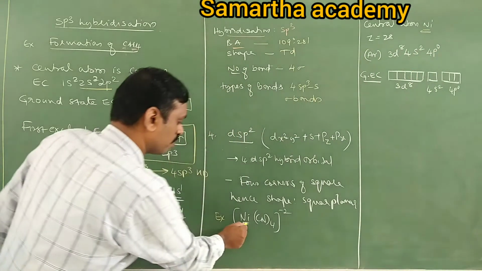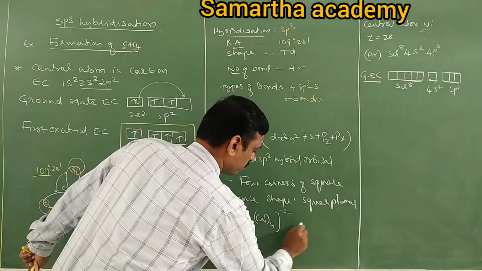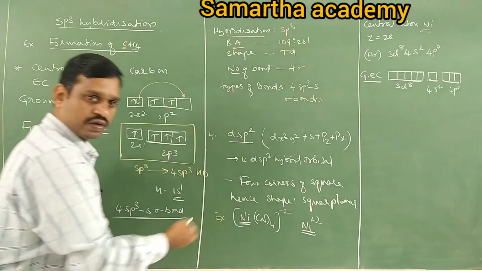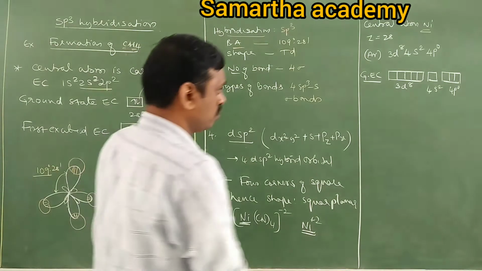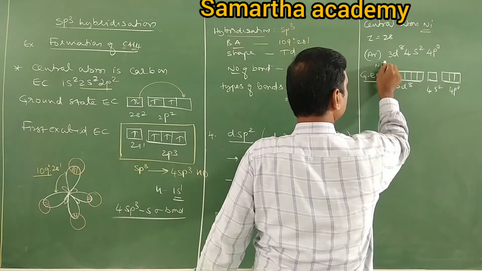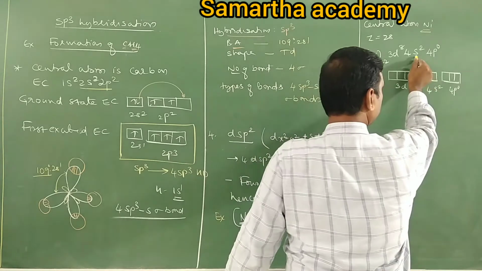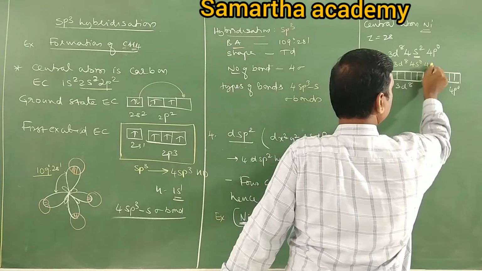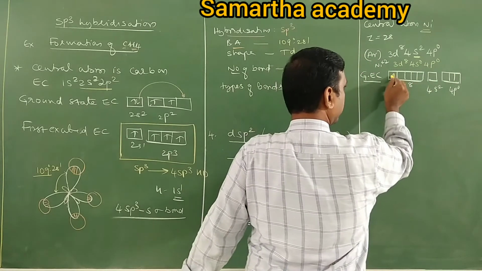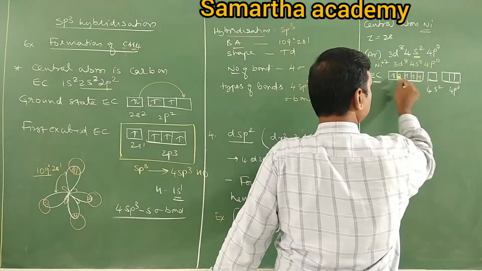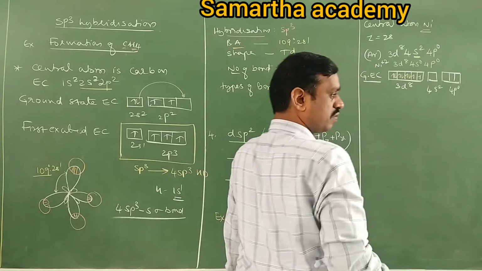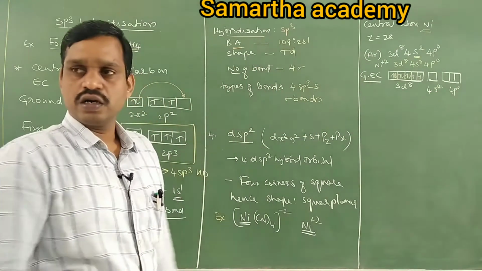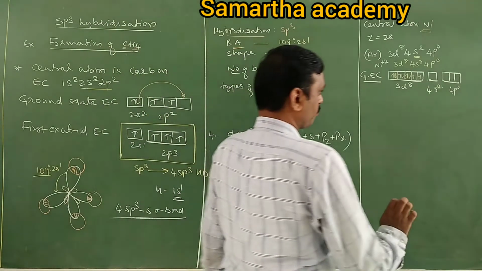But in this complex compound, what is the electronic configuration? What is the oxidation state of nickel? If you calculate, you will get +2. So nickel is +2. If it is nickel +2, what is the electronic configuration? 2 electrons are removed from here. 3d8, 4s0, 4p0. So this is the ground state electronic configuration.